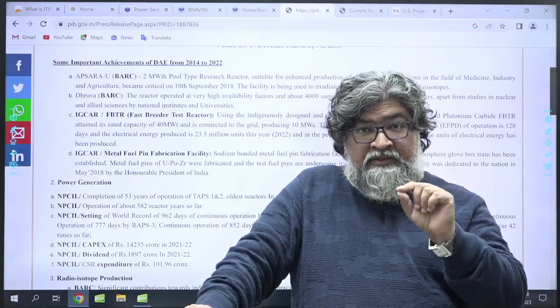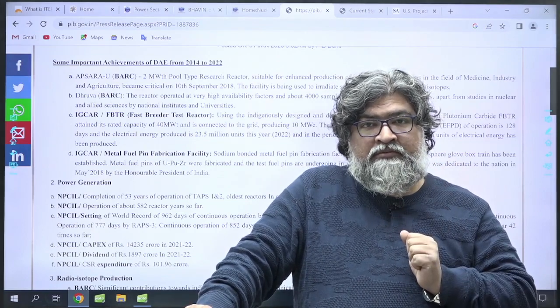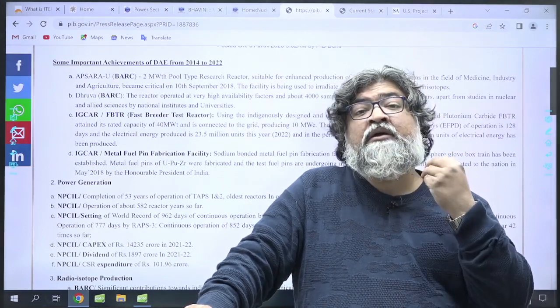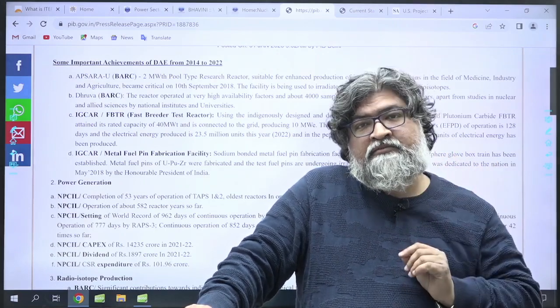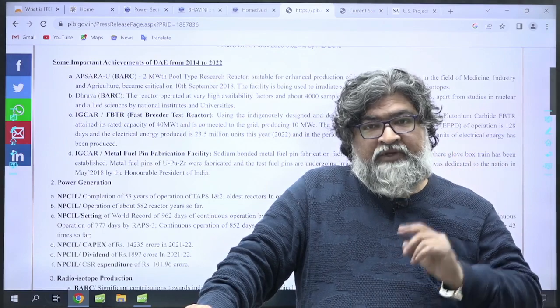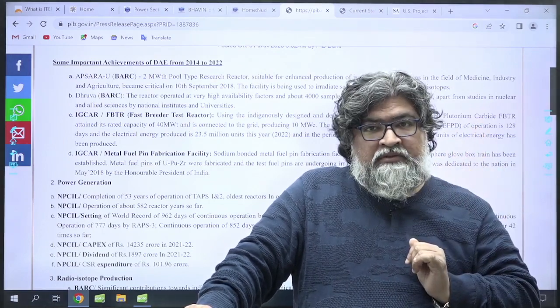First stage, we are using pressurized heavy water reactors. Most of the power generation, or I can say 99% power generation in India, is based on pressurized heavy water reactors. We have a deal with Russia, Russian reactors, Kudankulam and all we are having there.